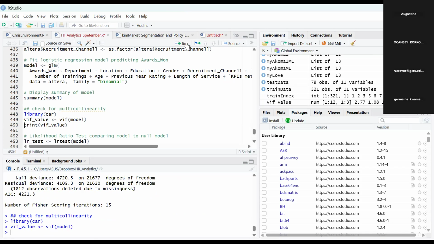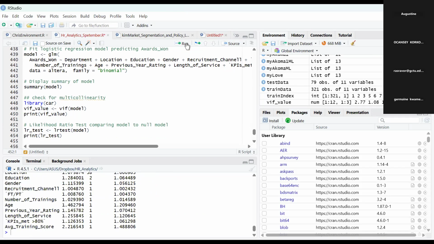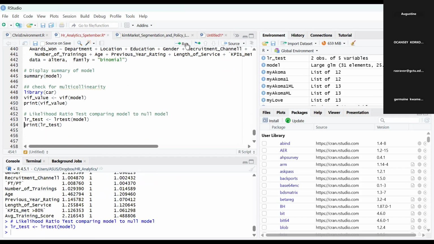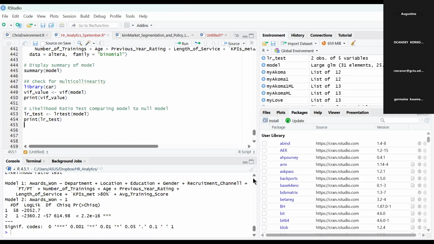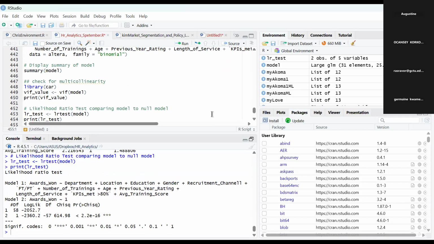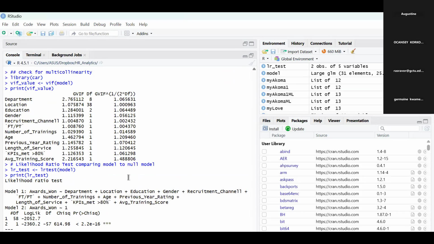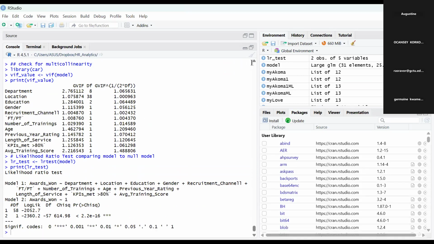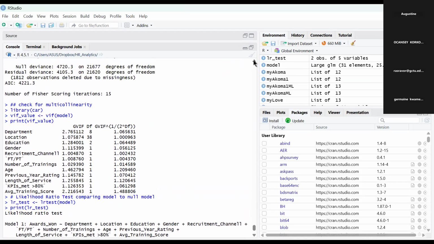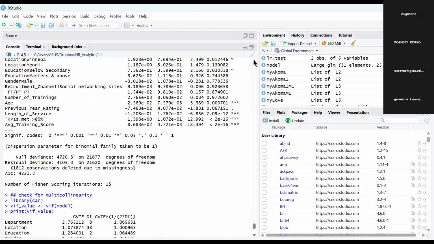Keep running for the VIF. You have this. Then you have the log ratios. You have this. If you open it, you have all this coming. This is the last result you have. Then this, and then this is the long one.